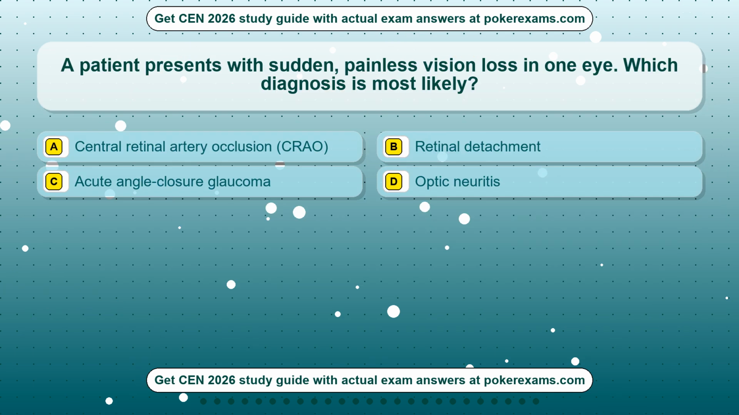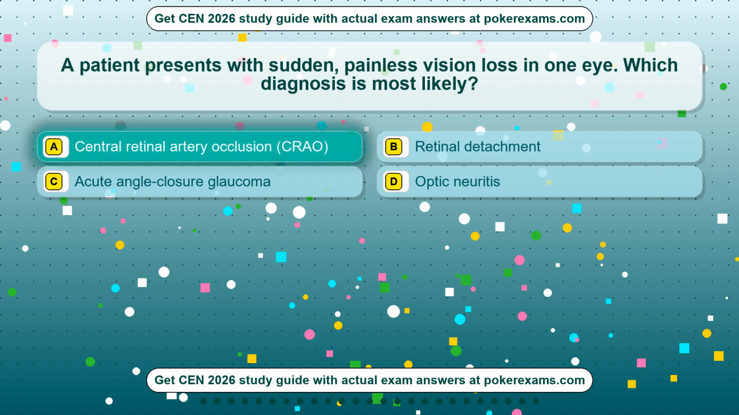Question 11. A patient presents with sudden, painless vision loss in one eye. Which diagnosis is most likely? Option A: central retinal artery occlusion, CRAO. Option B: retinal detachment. Option C: acute angle closure glaucoma. Option D: optic neuritis. The correct answer is option A. Central retinal artery occlusion, CRAO.